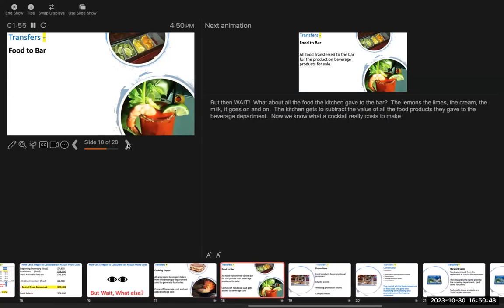Now let's talk about transferring food to the bar. So this would come off of our food cost and go to the beverage cost. So all food transferred to the bar for the production of beverages or products for sale should no longer be part of food costs. So look at the pictures. Lemons, limes, oranges, cherries, celery, olive, a shrimp in this glamorous Bloody Mary type cocktail. All of the value of those food products would come off our food cost and be part of beverage cost.